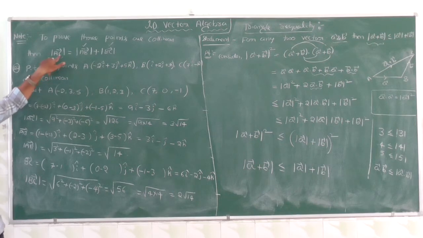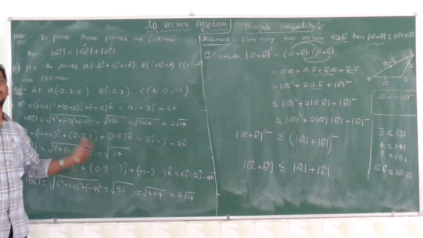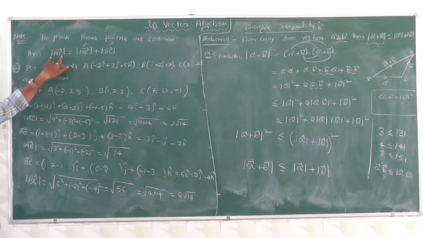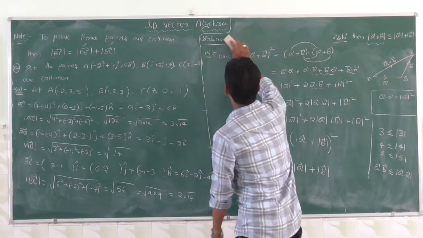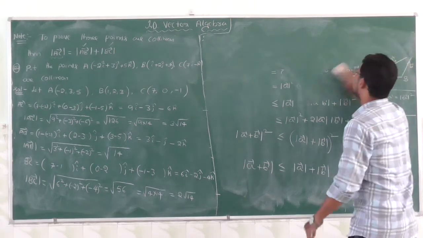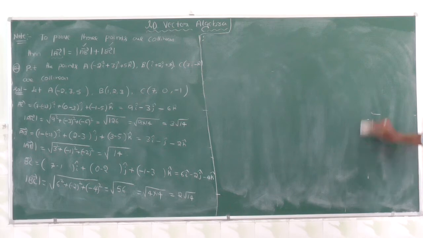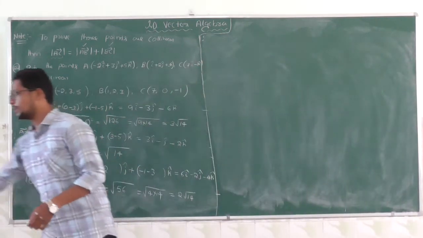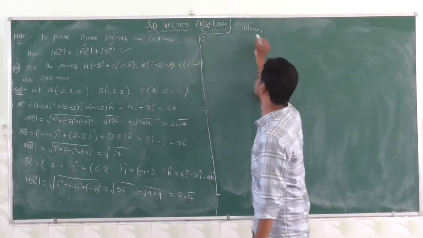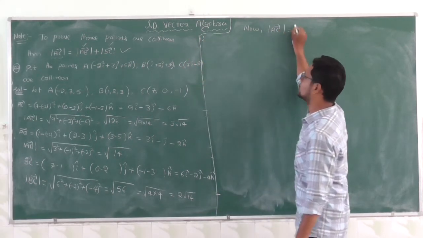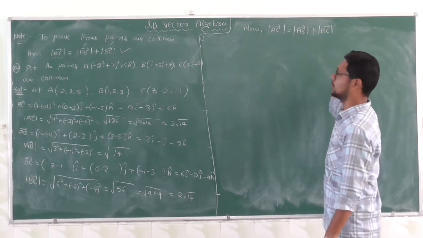Once again, we have found the AC vector, AB vector and BC vector along with the magnitudes. Everything we have got. Next we have to verify this condition. Write down this condition: magnitude of AC vector equals magnitude of AB vector plus magnitude of BC vector.